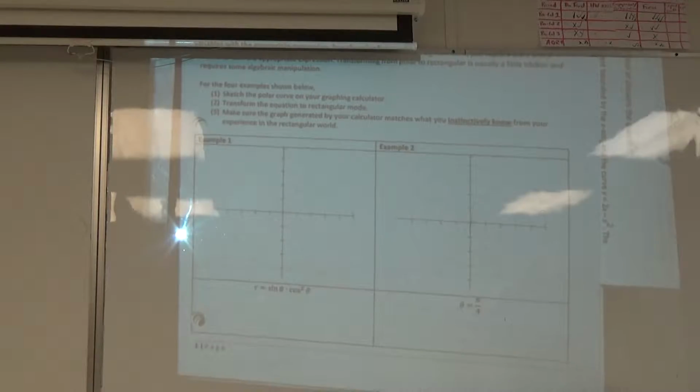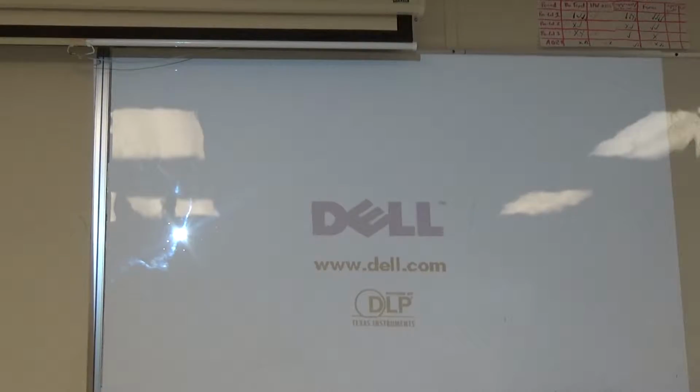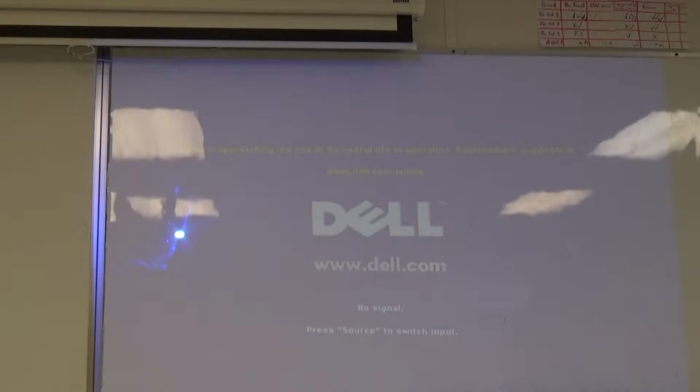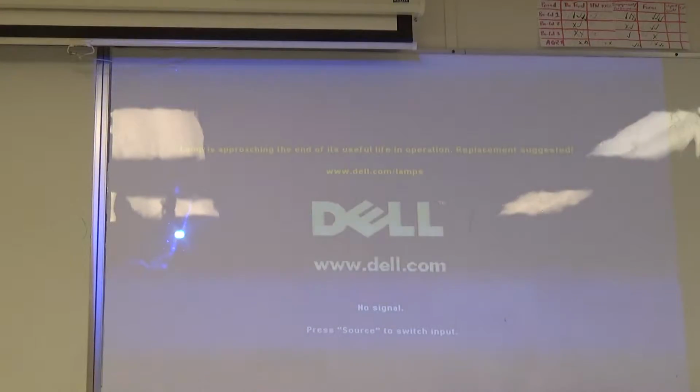The nice thing is your calculator has mostly the same features in polar and parametric mode as it does in rectangular mode. You can zoom in, you can do all the things. Yeah, that's one. It looks like 2 leaves. And that should work. Let's see what happens.